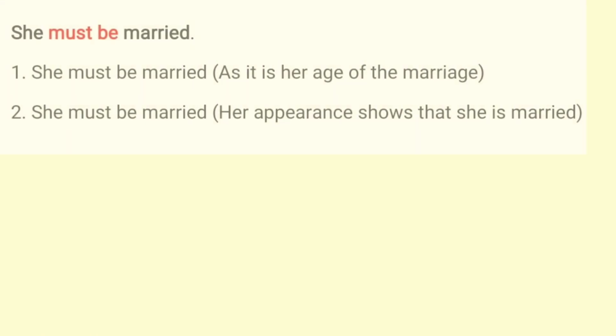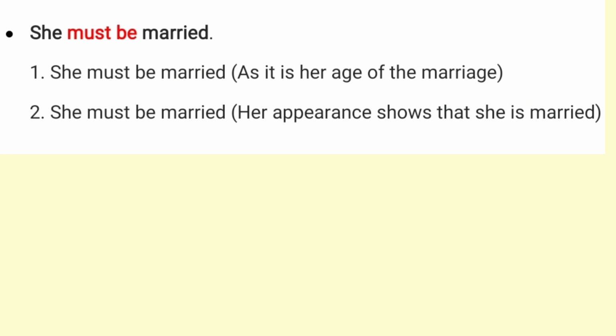Here is another example. She must be married. Now, when you're saying she must be married, must be has two possible meanings. First is she must be married because it is her age of marriage, so her father should get her married. That is the implied meaning. And the second meaning is she must be married because her appearance shows that she is married. So the words must be are creating ambiguity here.